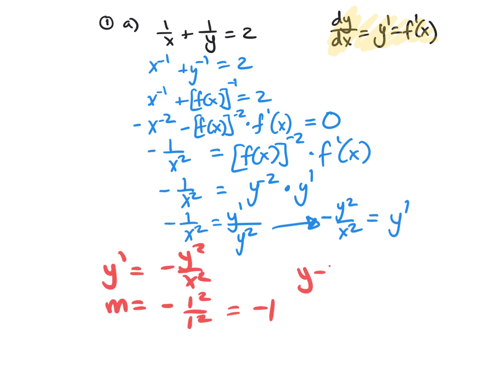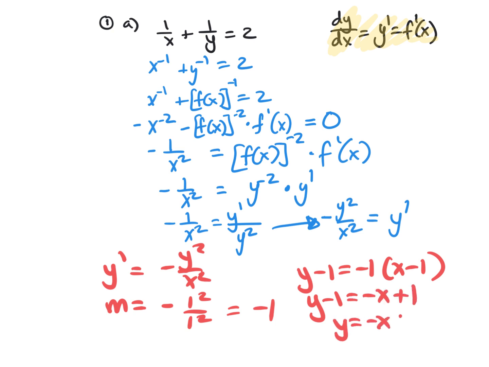So y minus 1 equals negative 1 times x minus 1. I don't know if you're allowed to leave it in that form. If you're not, you can say y minus 1 equals negative x plus 1, or y equals negative x plus 2. So that's the answer to number 2. Again, it was referring to 1a, so I figure we just did 1a, so why not do that? Okay, let's do another. Let's do B.